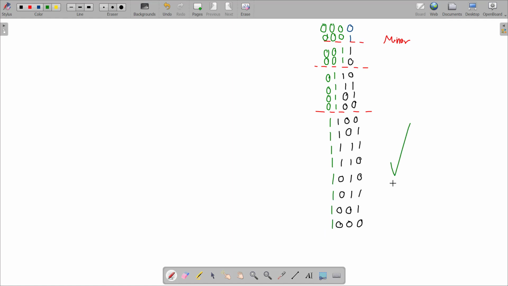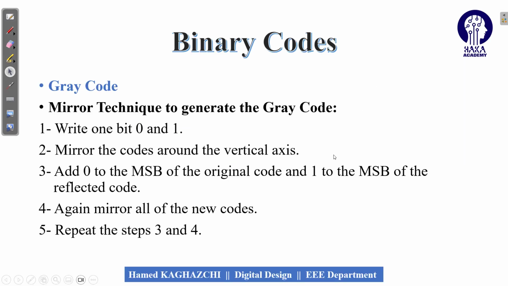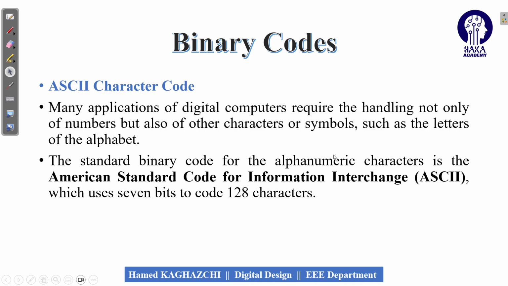Now you can see that I could produce the gray code using the mirror technique. Okay. We have another important binary code which is called the ASCII code. The ASCII code is the American Standard Code for Information Interchange.